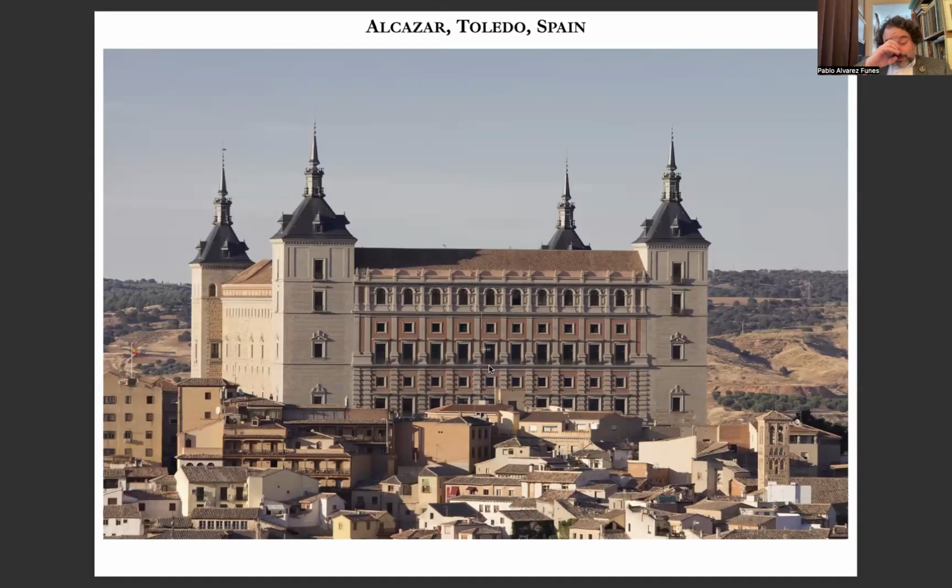And on that side, I wanted to bring as well the Alcazar in Toledo as a way of playing with the giant orders, in the sense that we have a double, very tall, rusticated order, which is not even a Tuscan or pseudo Tuscan.